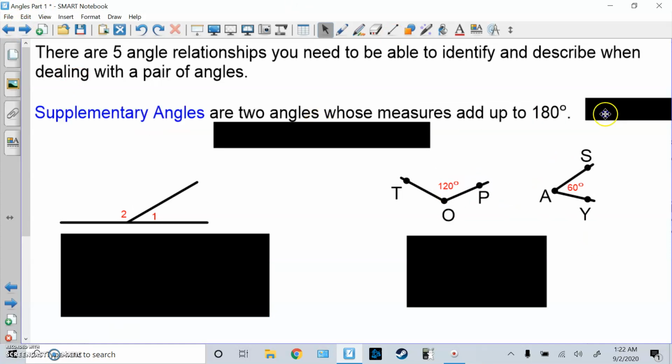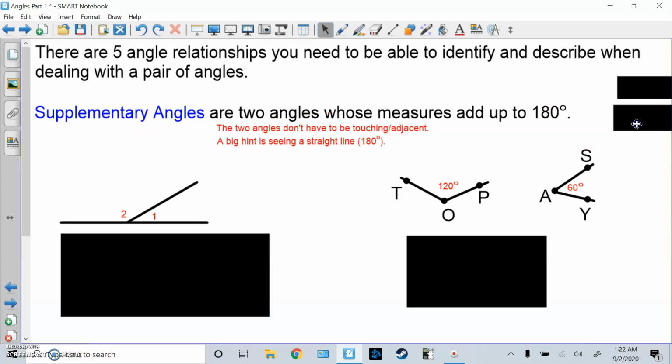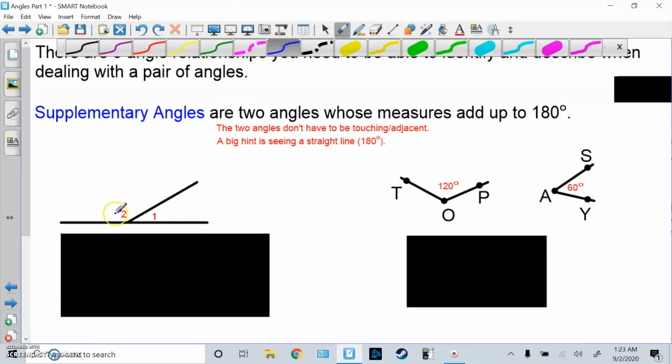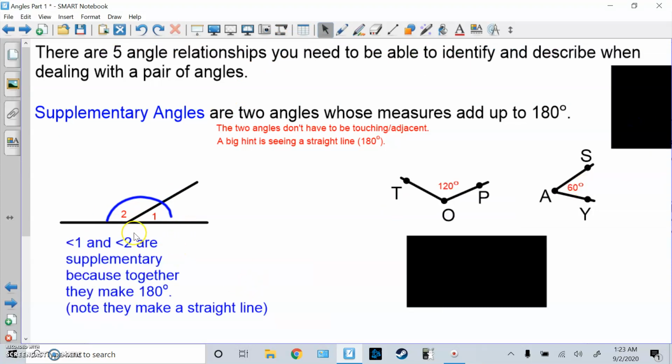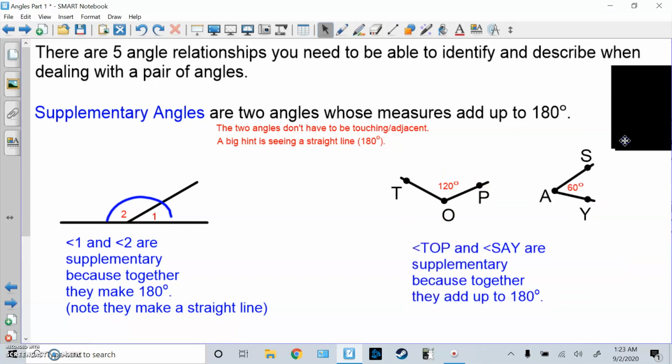After complementary comes supplementary. So same idea, except two angles add up to 180. Again, they don't have to be touching, but they can. And the big hint is seeing a straight line, because a straight line means 180 degrees. So here, angle 1 and 2, this does make a straight line. I could mark it like this. So that is 180. Half circles are 180 as well. Then here, they're not touching, but 120 degrees and 60 degrees add together, you get 180. So angle TOP and angle SAY are supplementary because they add up to 180.